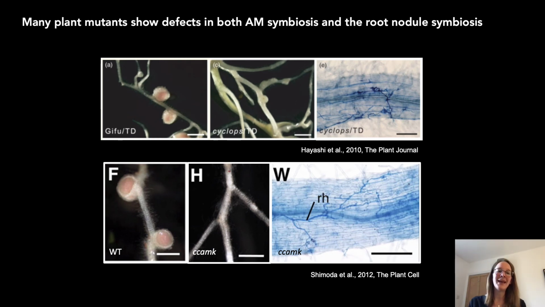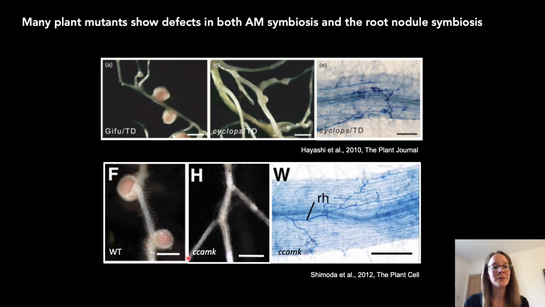Now, as in the mycorrhizal symbiosis, plant genetics has helped to understand how the root nodule symbiosis is established. For example, here we've got a wild type root with these very nice pink nodules here. And here is the Cyclops mutant. And you can see that these nodules here are very small and not fully formed, and they're white as well.